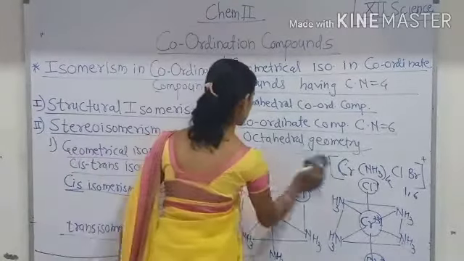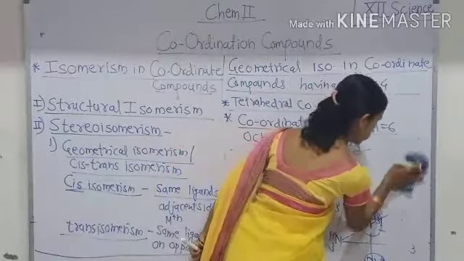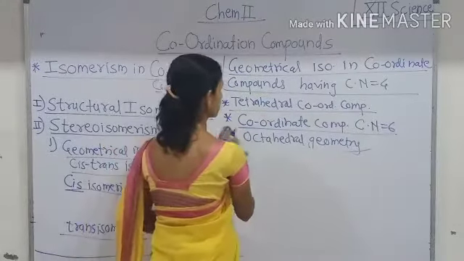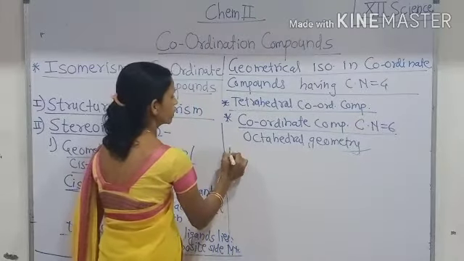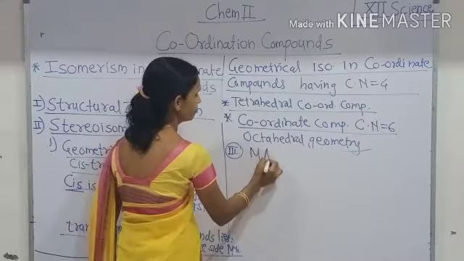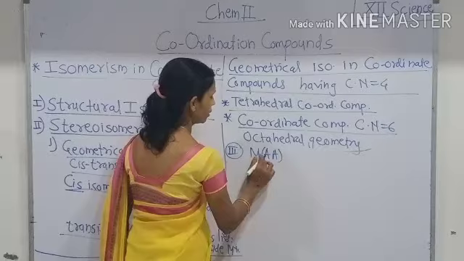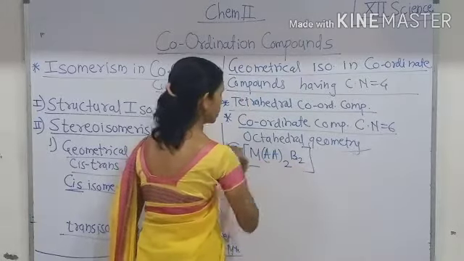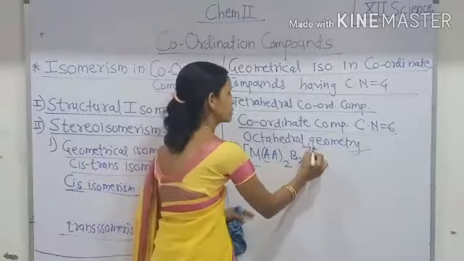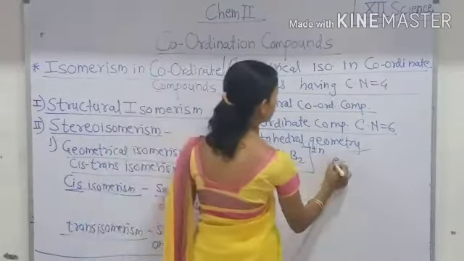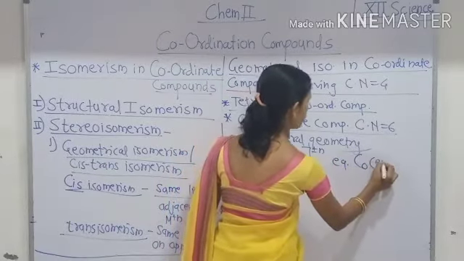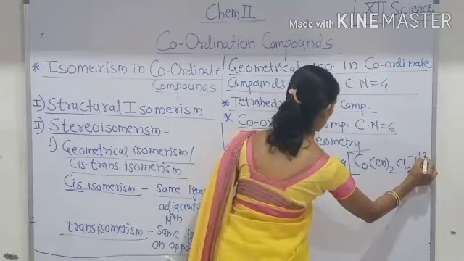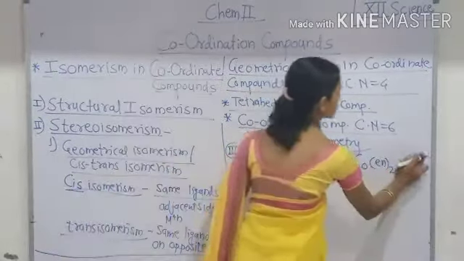Then one more example or type of coordinate compound which shows geometrical isomerism, that is cis-trans isomerism. The third example is the AA2B2 type of complex. See here, an example of this type of complex is [Co(en)2Cl2]+.